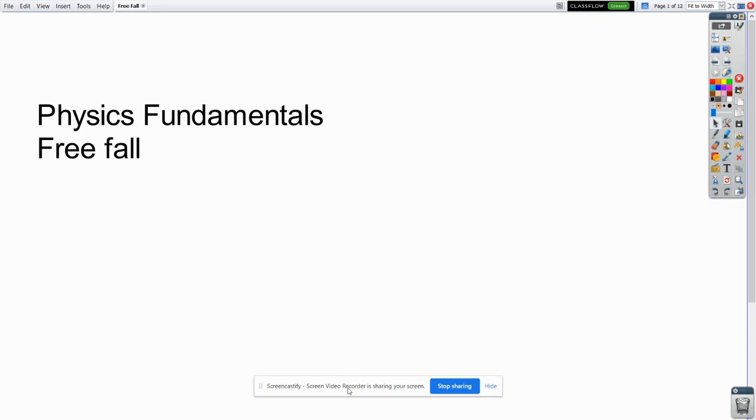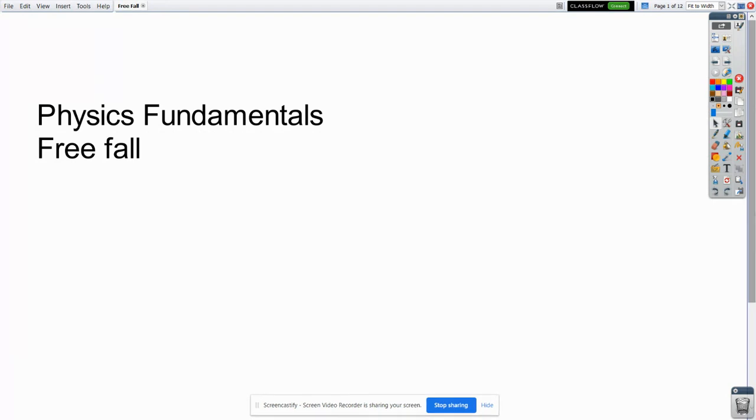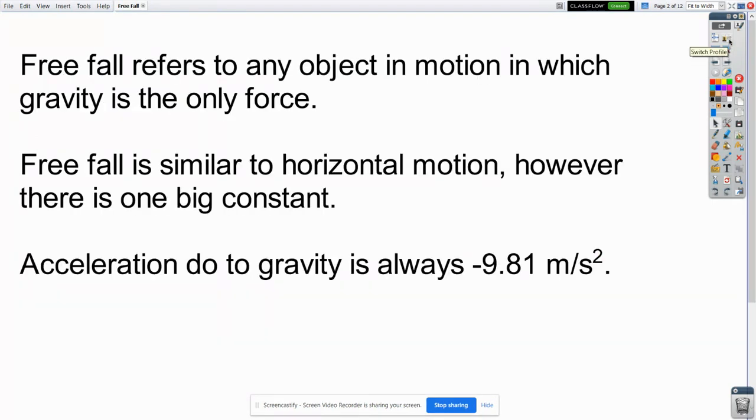In this video, we'll look at free fall. Free fall is basically an extension of the kinematics unit, dealing with vertical motion instead of horizontal motion. Free fall refers to any object that's in motion in which gravity is the only force acting on that object, pulling it downward towards the ground. Very similar to horizontal motion. However, there is one big constant.